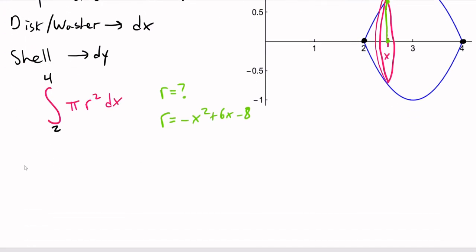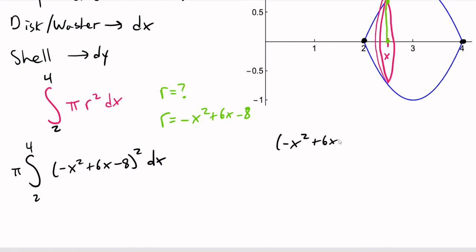All right, so here's my integral. The integral, take the pi out, 2 to 4, and then it's going to be negative x squared plus 6x minus 8 squared dx, which is not the nicest thing in the world. We have to multiply all of this out. So, again, yuck, but it's okay. We can do it. So let's write that out over here. This you can fast forward through if you want.